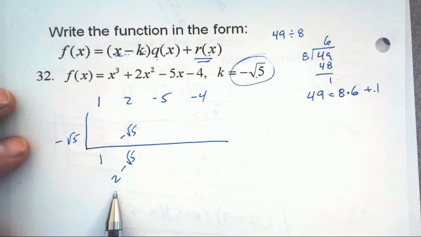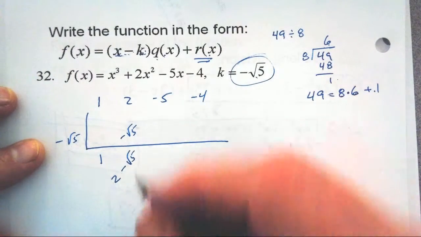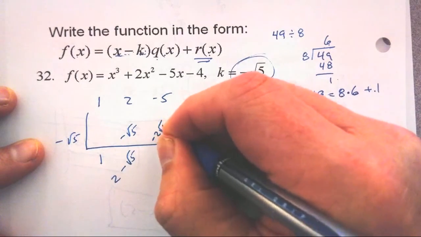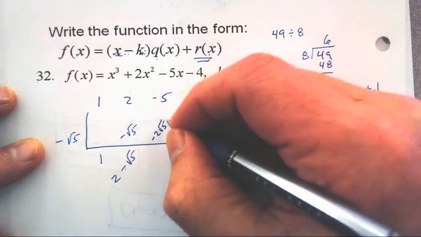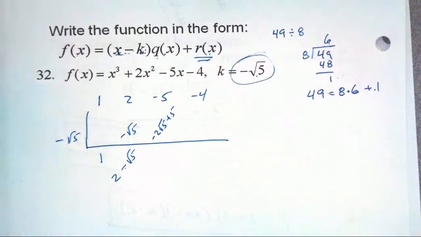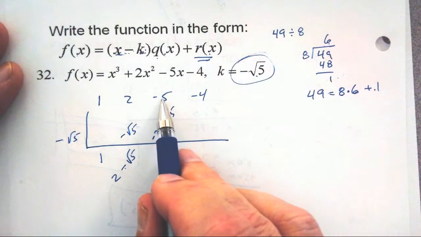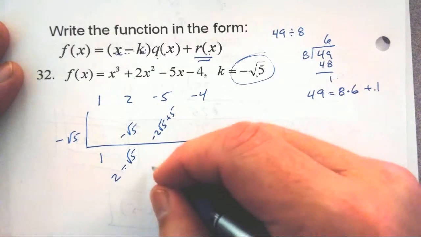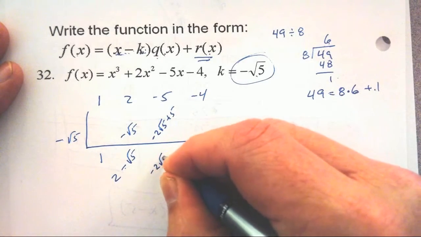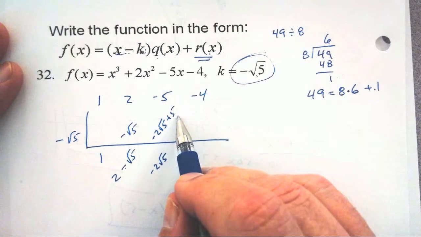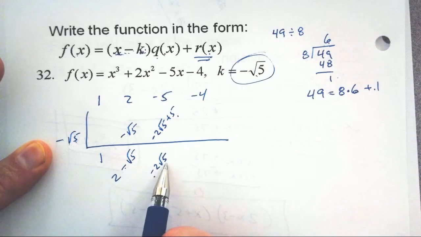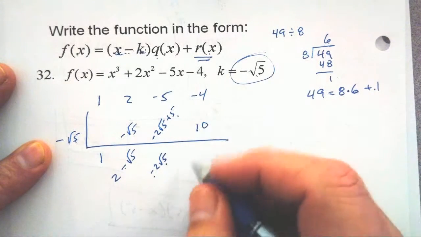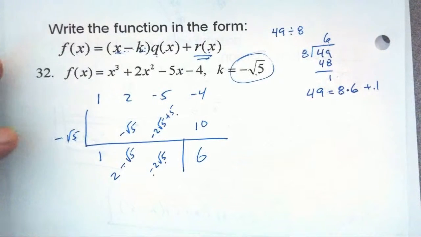Multiply by negative root 5. Negative root 5 times 2 is negative 2 root 5. Negative times negative is positive. Root 5 times root 5 is plus 5. So that's not so bad. In fact, it just got better. When I add these, my 5's cancel, and I get negative 2 root 5. Times negative root 5. Negative times negative positive. Root 5 times root 5, 5 times 2, 10. And I'm left with a remainder of 6.